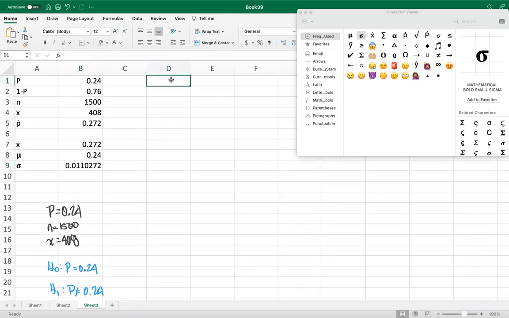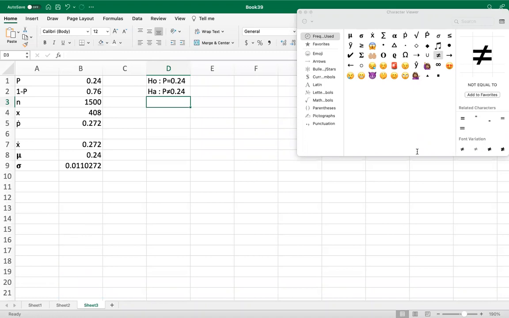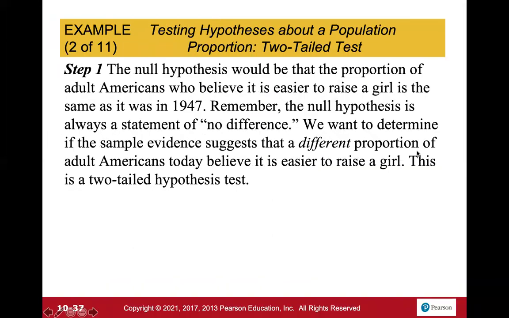Let's state our hypotheses. H naught is P equal to 0.24. HA is P not equal to 0.24. All right, so we have all of this. Let's clear it out, and let's see what our alpha is.